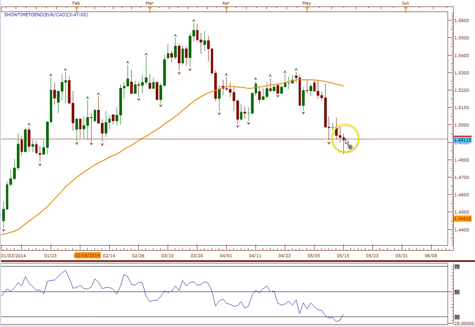Unless this level breaks and you get a close below it and then it drops and comes back and retests it, then we want to be selling it, because now it'll be resistance. But right now it's support.